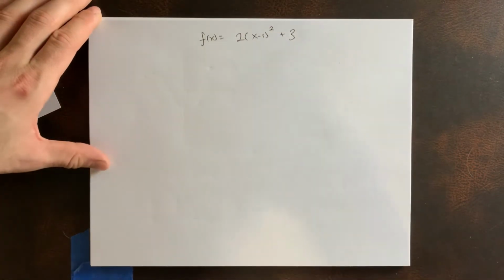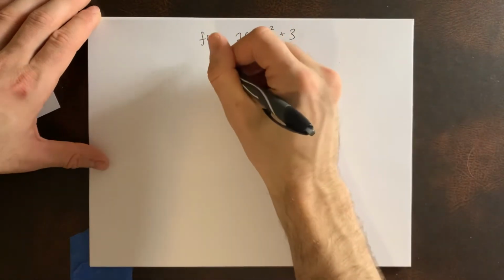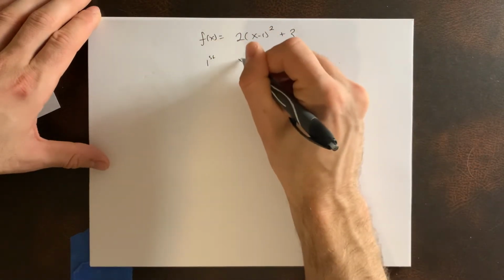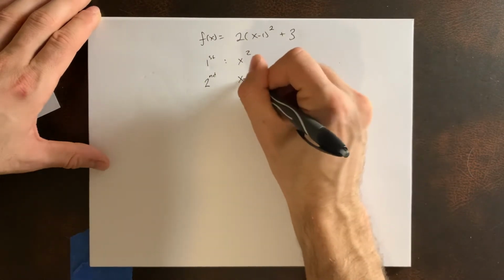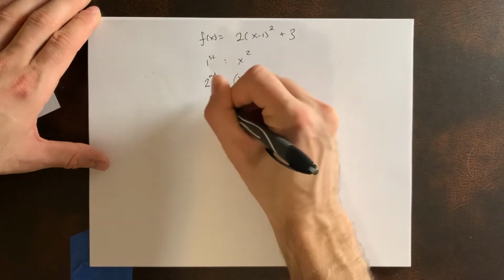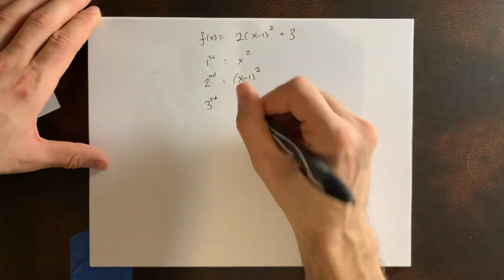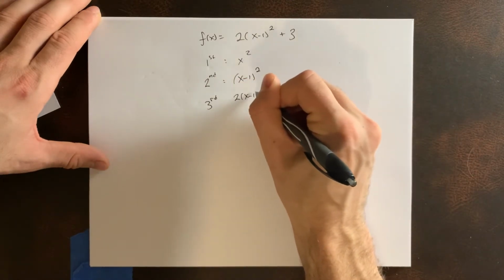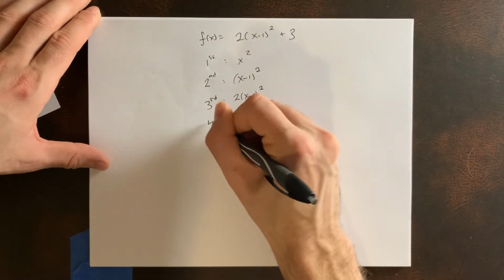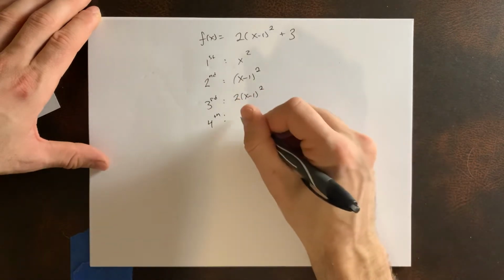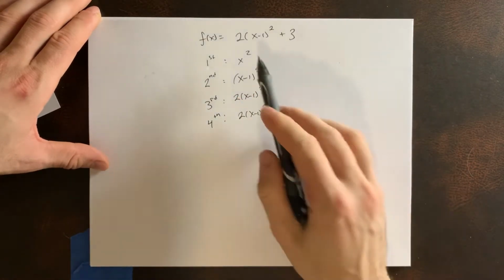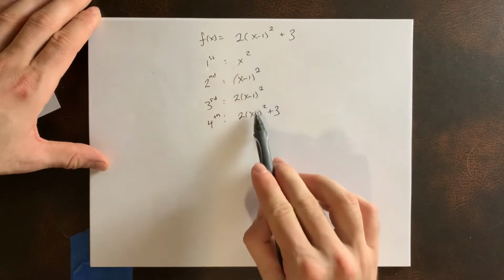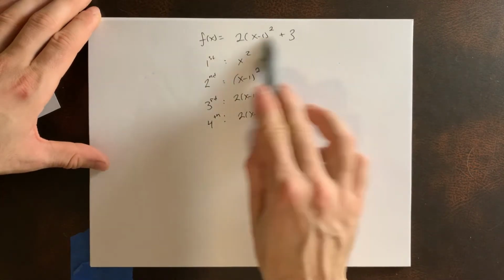We'll explain how to figure out these steps in a second, but the first thing that we would graph is just x squared. The second thing we're going to graph is (x minus 1) squared. The third thing is 2 times (x minus 1) squared. And the fourth thing that we would graph for this problem is 2(x minus 1) squared plus 3. So you see, this graph gets more and more complex, and when we're done, we get to the one that we want.